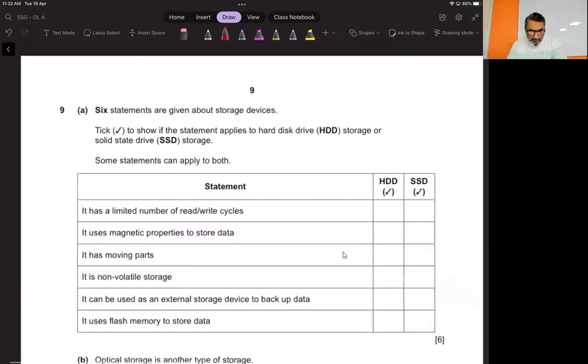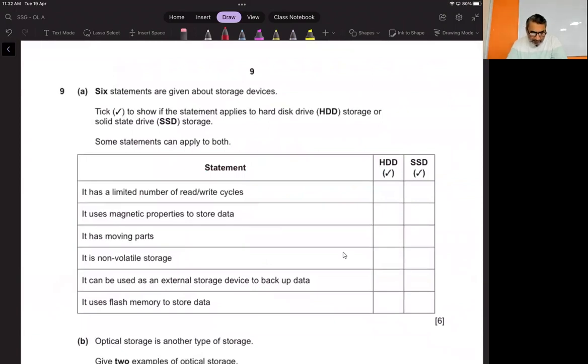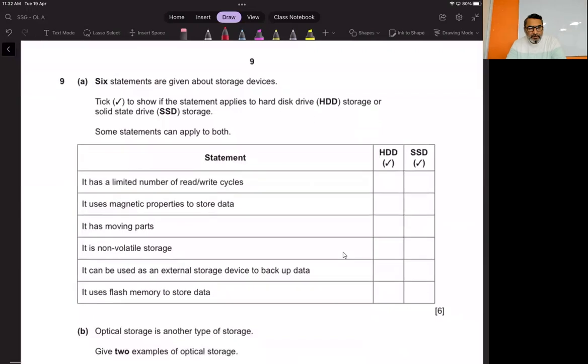Question 9. Six statements are given about storage devices. Tick to show if the statement applies to hard disk drive storage or solid state drive storage. I told you that SSDs are basically made up of transistors. With the passage of time, when you read and write, they finally give up because transistors store electricity and their resistance eventually builds up. The number of times you can read and write is in millions, but still it is limited. Whereas in the hard disk, you can write as far as the surface allows, so there is no such limitation in number.